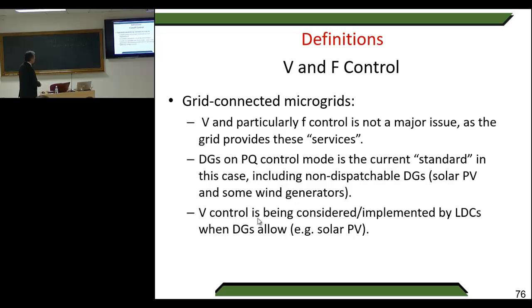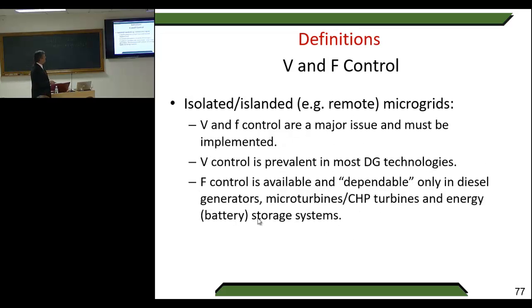We go now to the islanding microgrid. It could be islanded or isolated, both. For both is the case: voltage and frequency control are a major issue and must be implemented. And you will say that there is no clear separation between voltage and frequency.